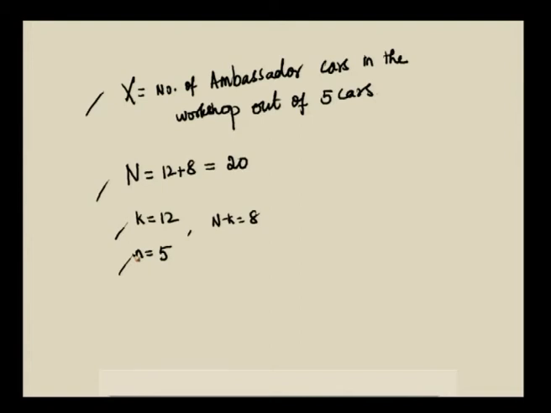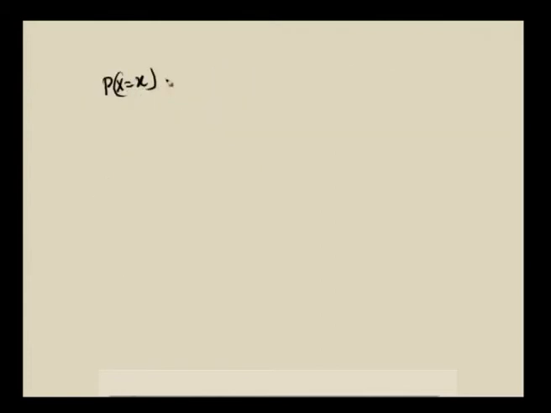We proceed further to find the probabilities for this particular problem's description. First of all, let me write down the probability function of the hypergeometric distribution. It is KCx times N minus K C n minus x, divided by NCn.